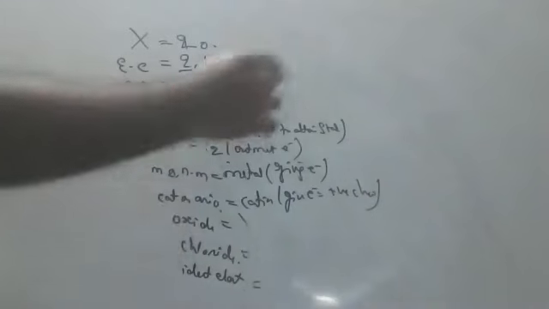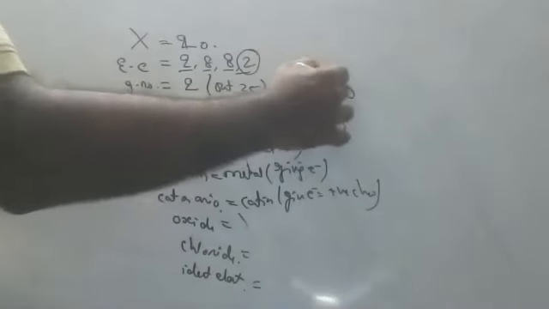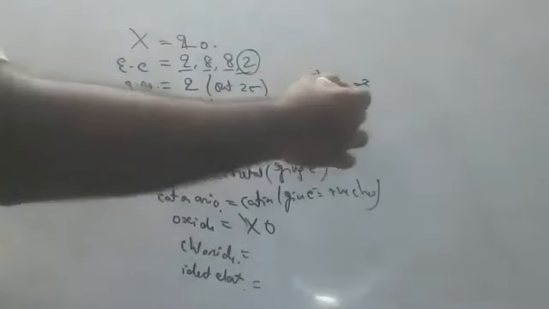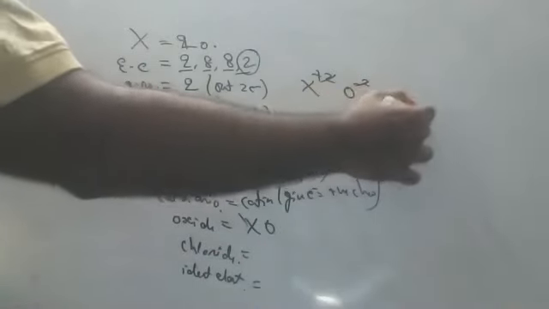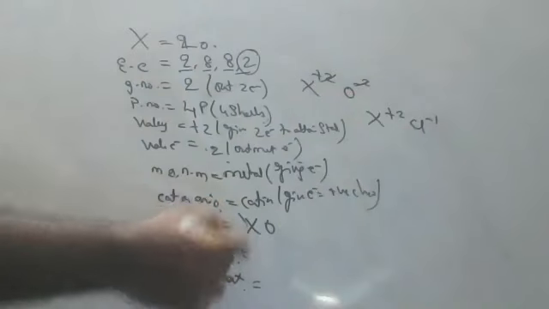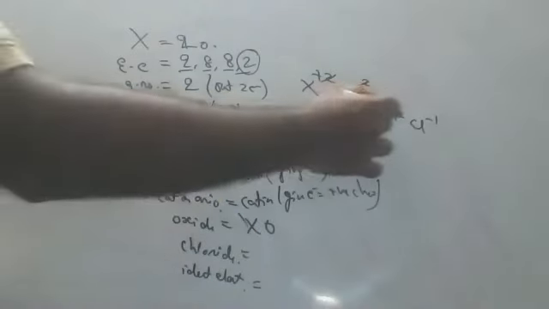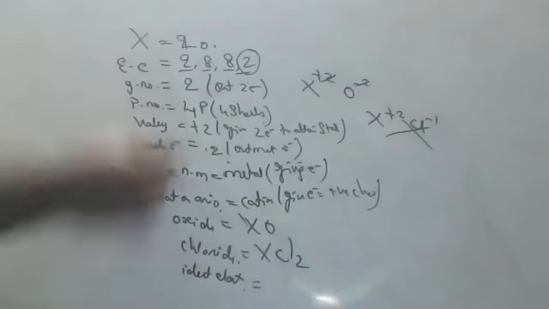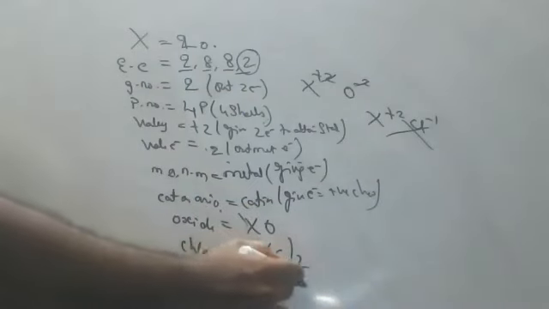Formula of its oxide: X is plus 2, O is minus 2, plus 2 minus 2 cancel, XO. Formula of its chloride: X is plus 2, Cl is minus 1. So 2 goes here, 1 comes here, XCl2. Okay, identify the element. Calcium, like this.